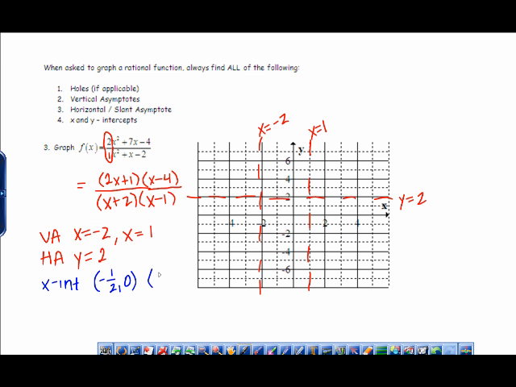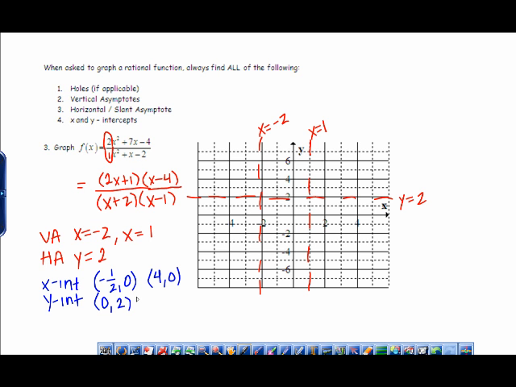And then my second x-intercept would be (4, 0). Okay, y-intercepts are even easier to find. There's only going to be one, if there's going to be one at all. It's possible not to have one. If you set x equal to 0, basically if you find f of 0, you would have -4 divided by -2, which would be +2.